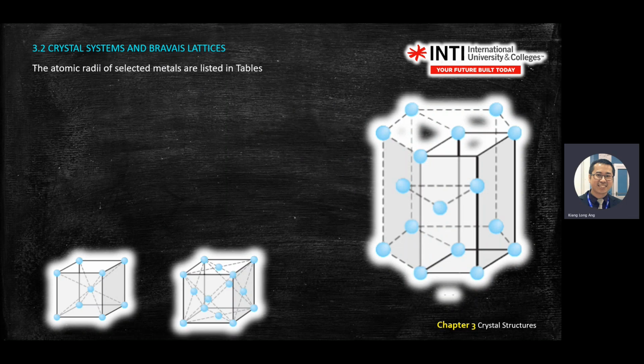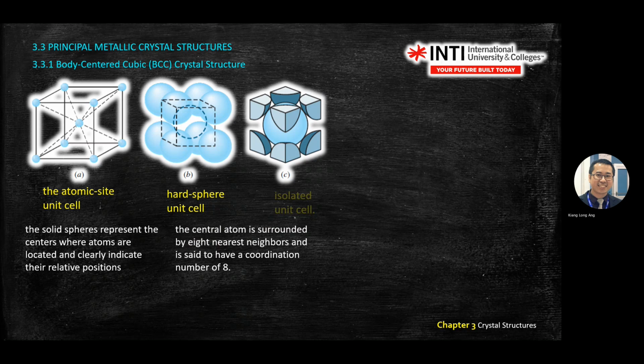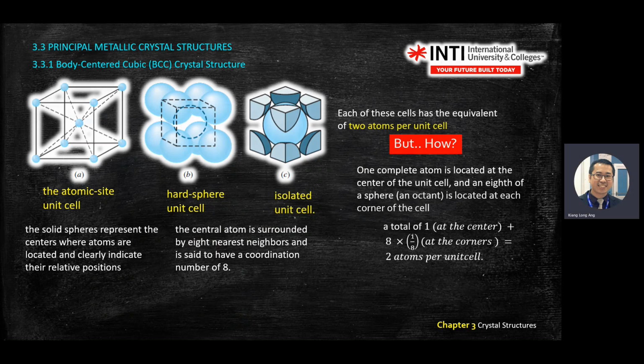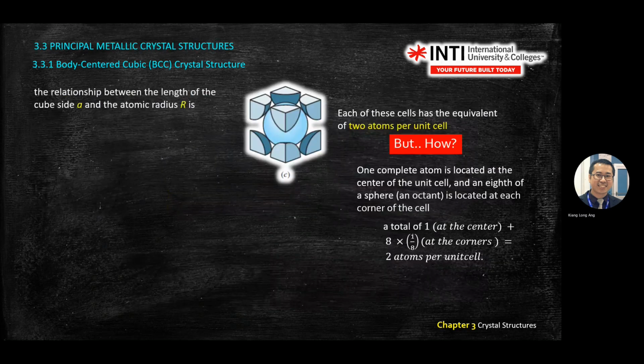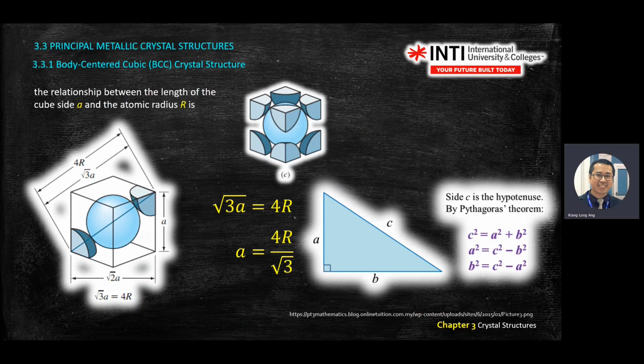So two important concepts for BCC. How many atoms in one unit cell? 2. What is the relationship between A and R? Defined by A equal to 4R divided by square root 3. These two are important for this chapter. Okay, the rest of the steps I already showed.